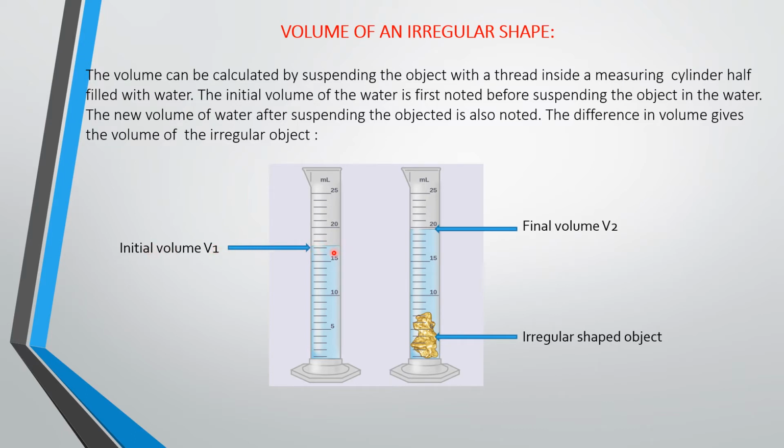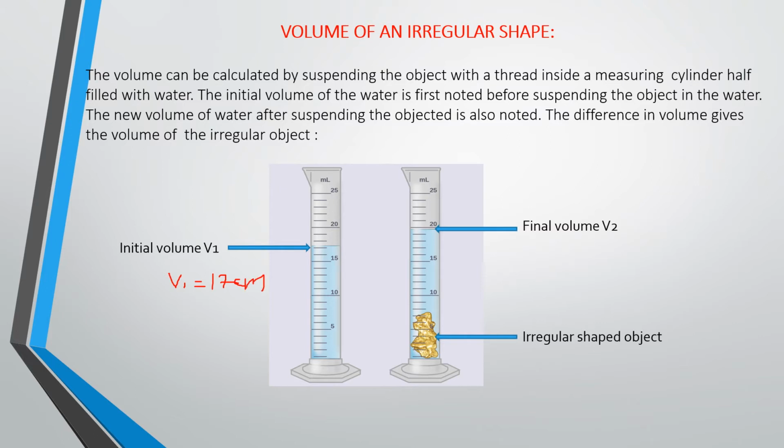Like in this case, let's say this is 15, 16, 17. So assuming this is 17, that is your V1. The initial volume of the water, say, is 17 centimeters. So you can take that down: V1 is 17 centimeters, the initial reading.